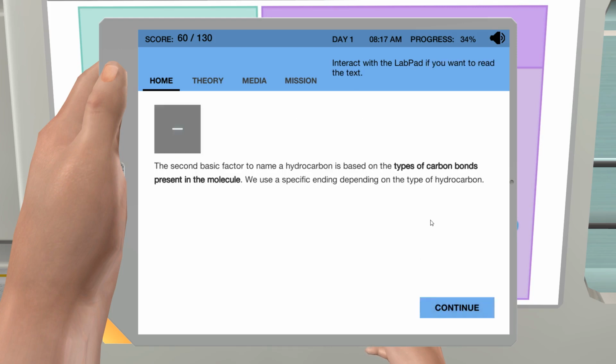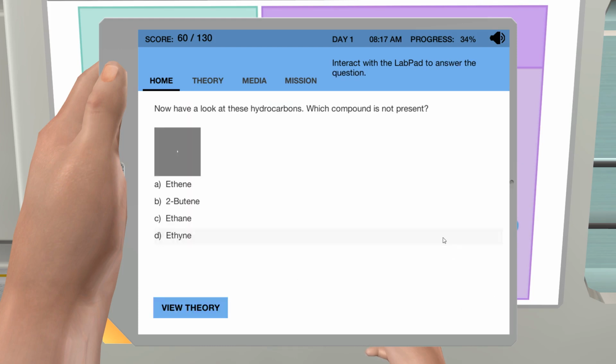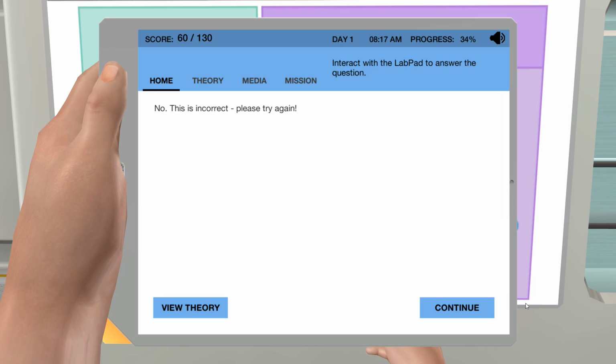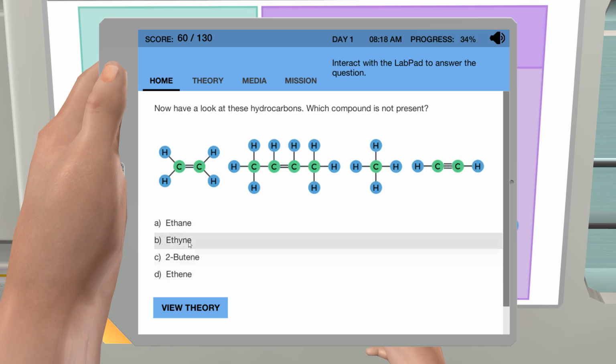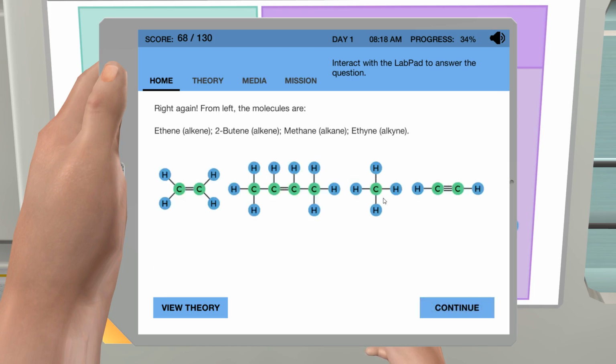The second basic factor to name a hydrocarbon is based on the types of carbon bonds present in the molecule. We use a specific ending depending on the type of hydrocarbon. Now have a look at these hydrocarbons. Which compound is not present? No. This is incorrect. Please try again. Right again. From left, the molecules are ethene, 2-butene, methane, ethine.